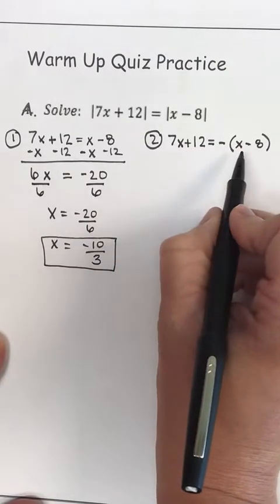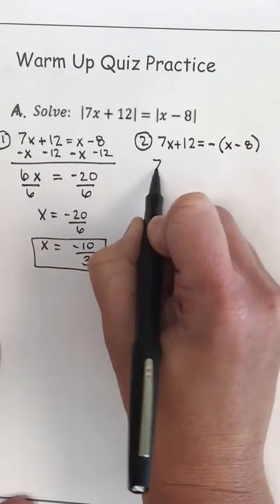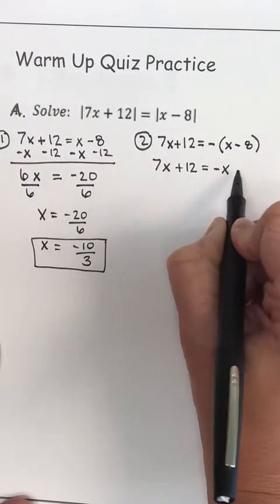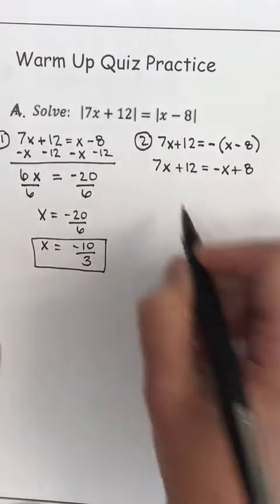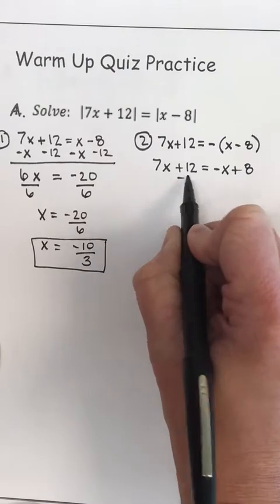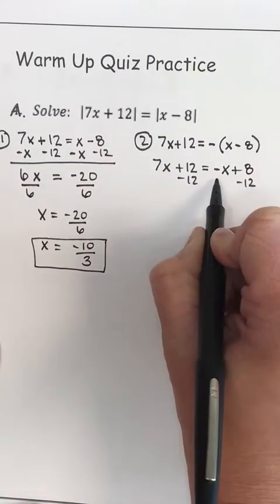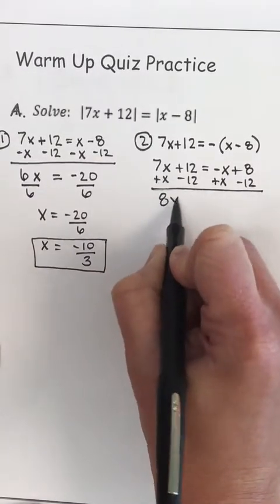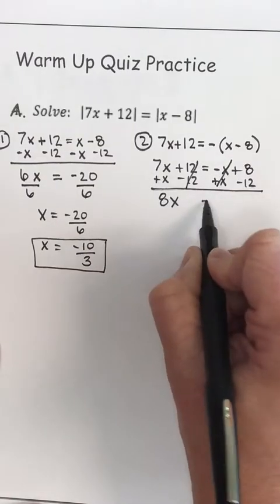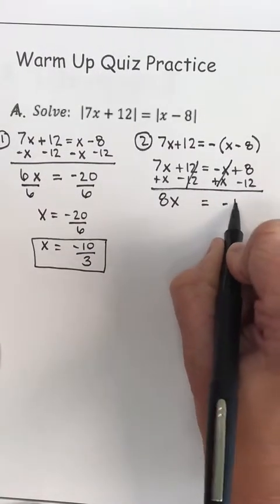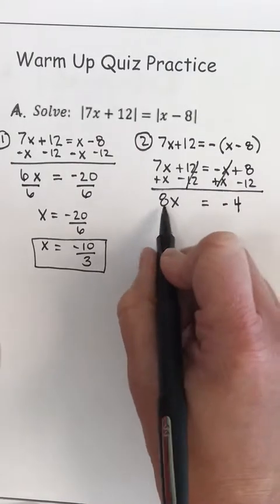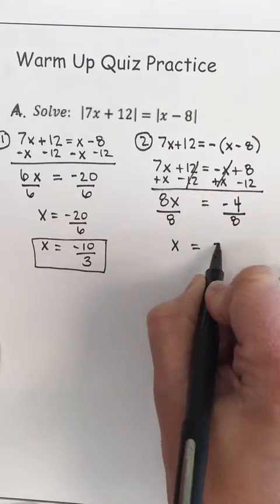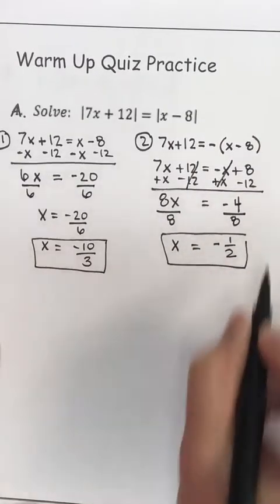For the second side, I want to distribute this minus sign first, so 7x plus 12 stays exactly as it is. Distribute the negatives, you'd have negative x and now plus 8. So if I, again, subtract 12 like I did on this side, but this time add x, I can get my solution. I'll have 8x over here, these cancel out, and I am left with negative 4 over here, 8 minus 12. Again, divide by the coefficient in front. This time we have 8, and my second solution is negative 1/2.